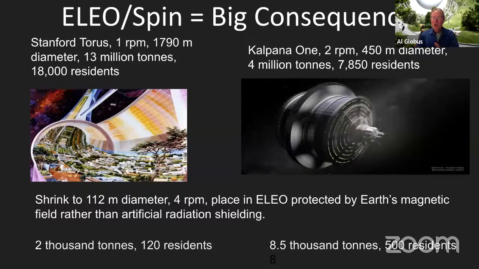So let's look at Kalpana 1. It's 2 RPM, 450 meters in diameter, 4 million tons of material, almost 8,000 residents. So we're going to shrink it down to 112 meters diameter. We're going to spin it at 4 RPM in our minds. We're going to put it in ELEO, protected by the Earth's magnetic field, get rid of the radiation shielding, and we get a settlement that weighs 8,500 tons with 500 residents, and I want to live there.